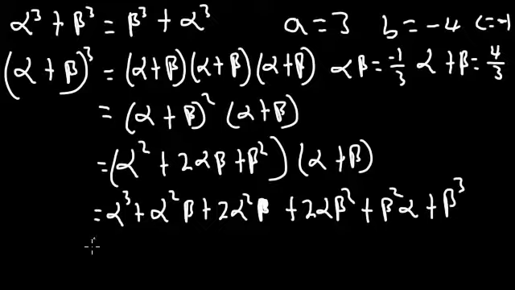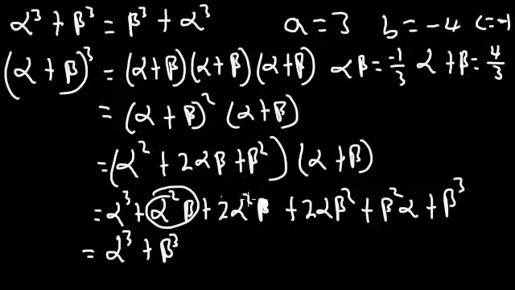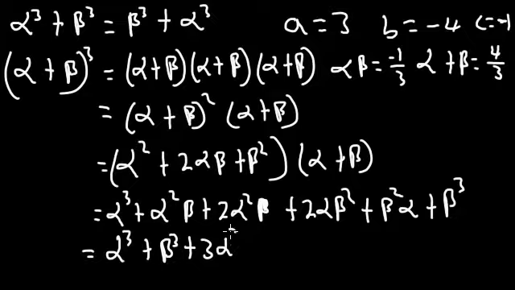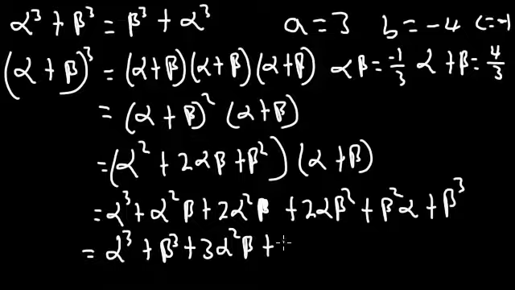Okay, now let's combine like terms. So we have alpha cube, and I will write plus beta cube. Now alpha squared beta is the same as 2 alpha squared beta, so therefore they are addable, or we can add them up. So we have plus 3 alpha squared beta. Similarly, 2 alpha beta squared is the same as 1 beta squared alpha. They are like terms, by the way. So they are addable. So we have 3 alpha beta squared.